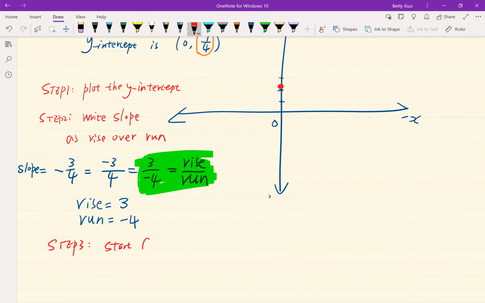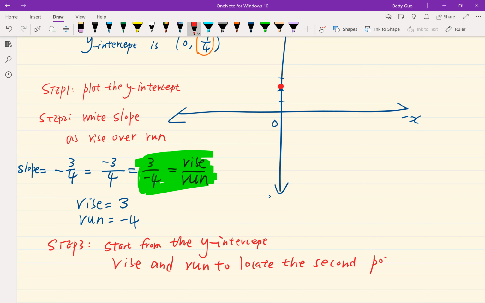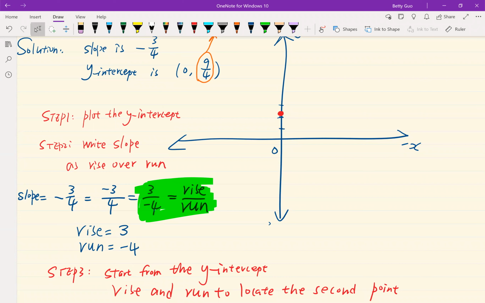Start from the Y-intercept. Rise and run to locate the second point. Okay? Yeah, so we start from the Y-intercept. We have this Y-intercept here already, okay? We're going to start from the Y-intercept. We got it in step 1. We are going to rise and run to locate the second point.